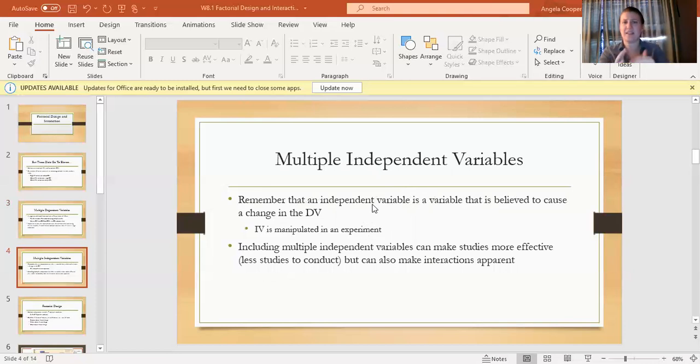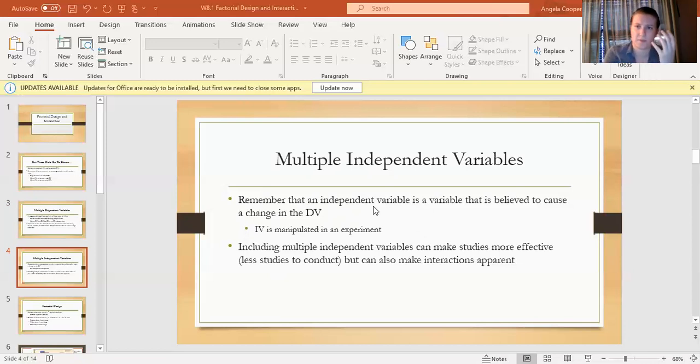Now, multiple independent variables. Again, the independent variable is what we, the researchers, are manipulating. So that's what we think is going to cause a change in the dependent variable. When we have more than one of these things that we're manipulating in a study, it makes it more efficient. We don't have to conduct as many studies.